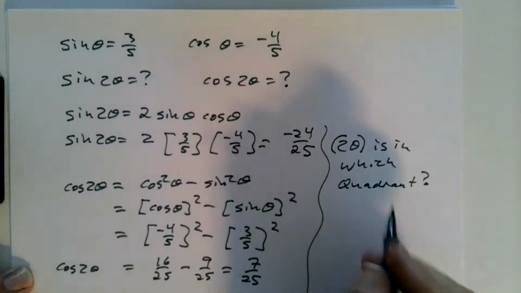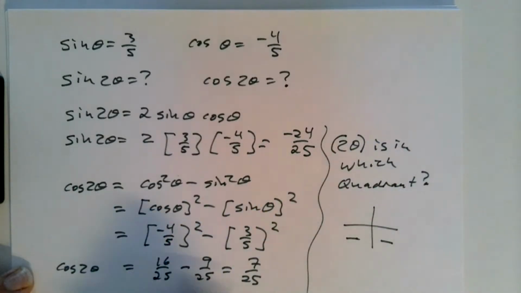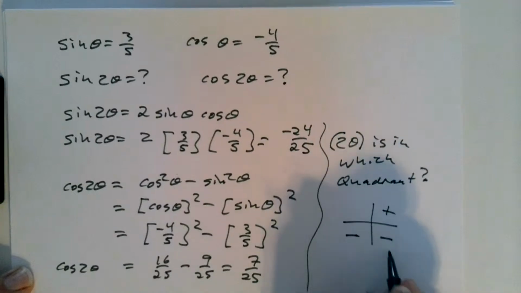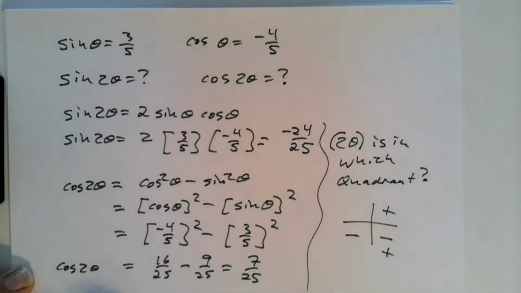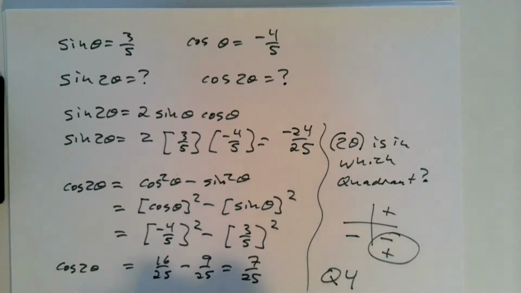Sine is negative. Sine of 2 theta is negative. Where is sine negative? Sine is negative here and here. Cosine is positive. Where is cosine positive? Here and here. Which quadrants did both of them occur? Right here. Harley is correct. That is quadrant 4. Very good.